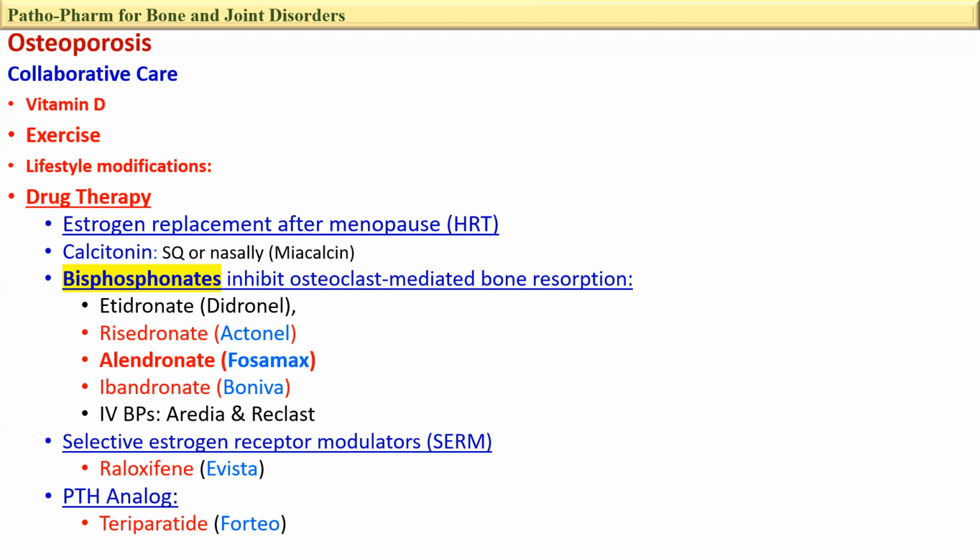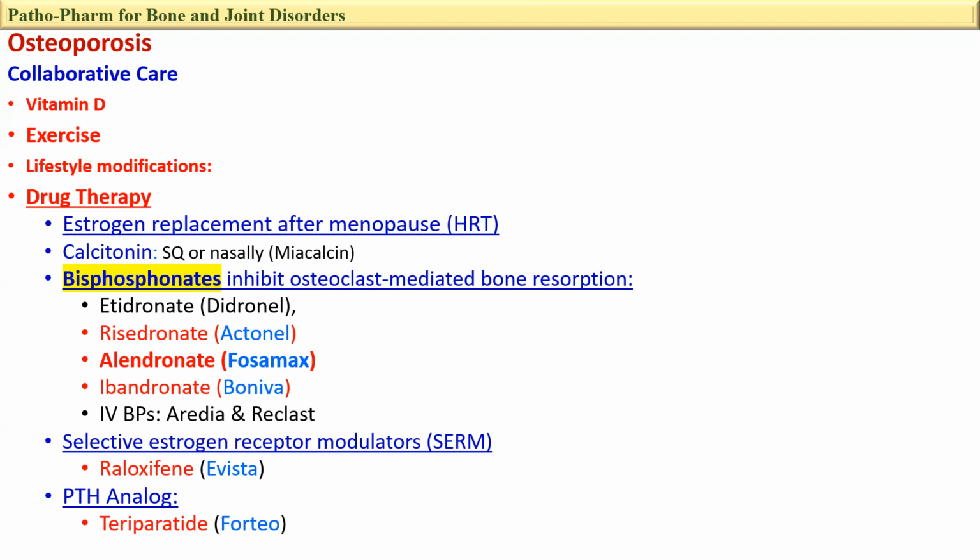Calcitonin, which is a subcutaneous or nasal drug. The bisphosphonates are the most commonly prescribed medications to treat osteoporosis. This is the group of drugs we need to discuss and go over, and make sure that we understand the nursing implications when we administer the drug.